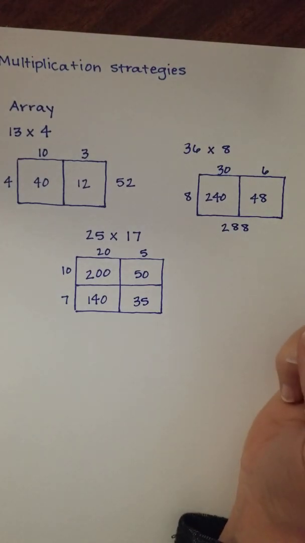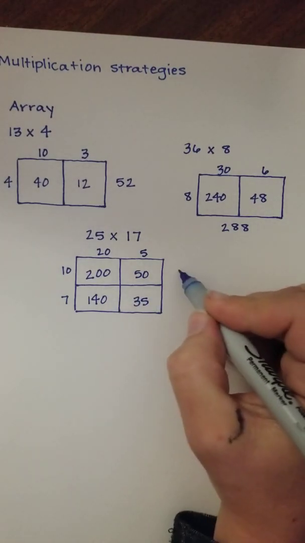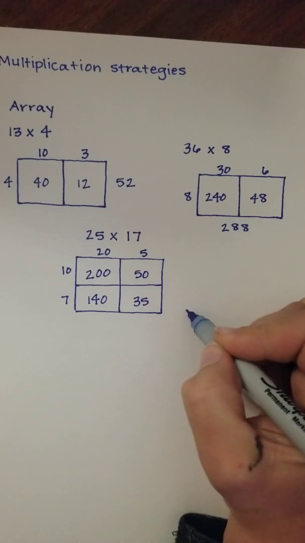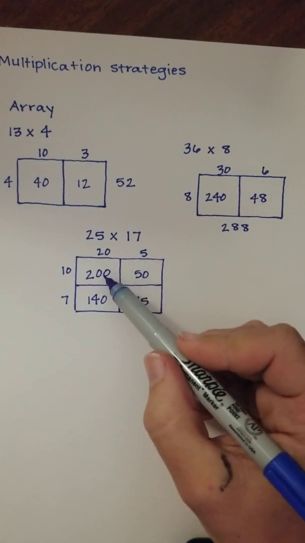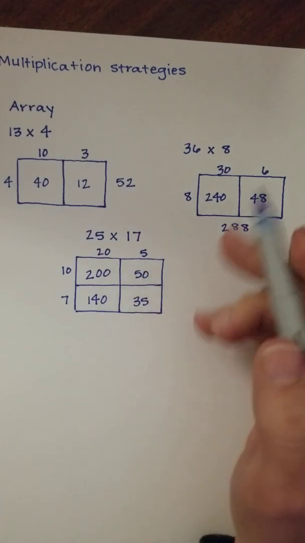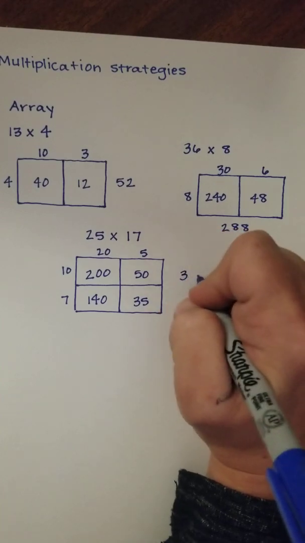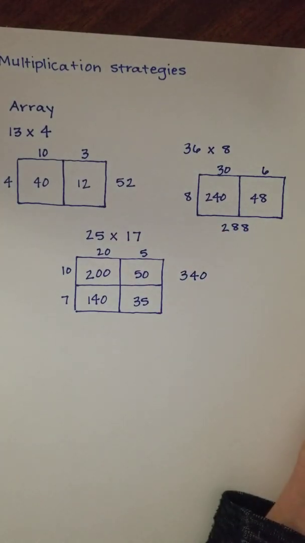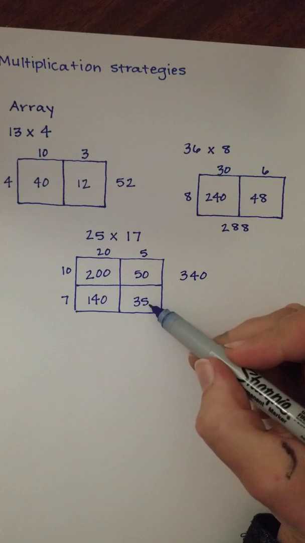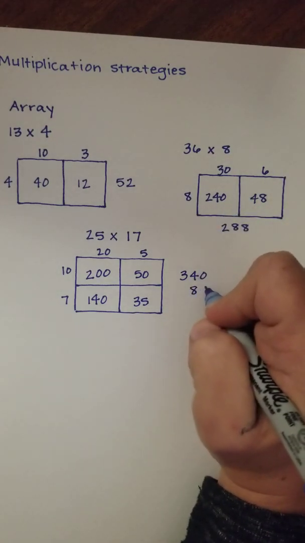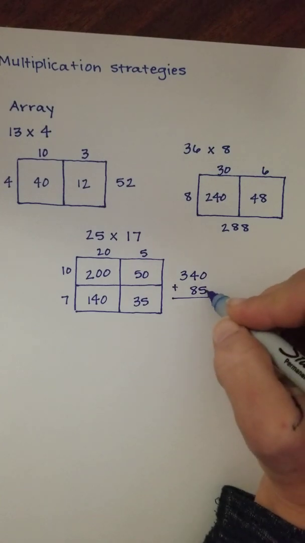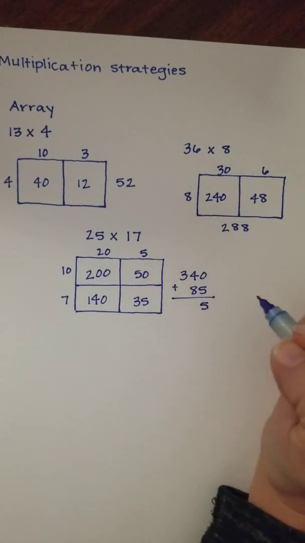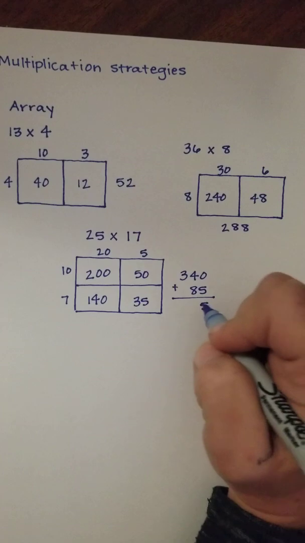Now, I can rewrite all of these numbers over here and add them up. But sometimes I encourage students to do some mental math. And I know that 200 plus 140 is 340. And 50 plus 35 is 85. 0 plus 5 is 5. 4 plus 8 is 12.